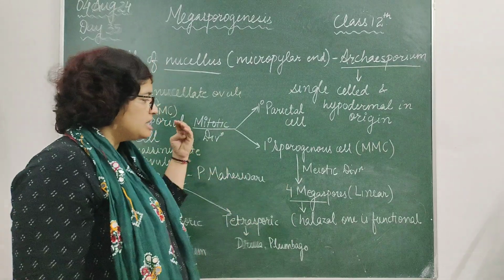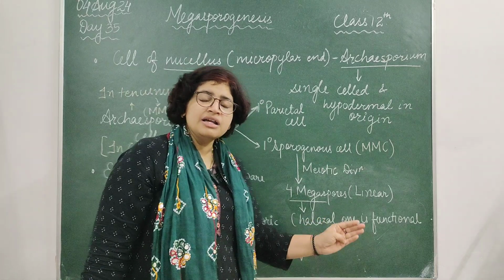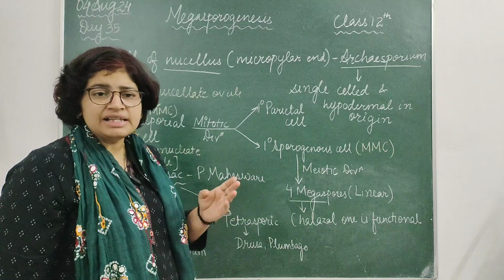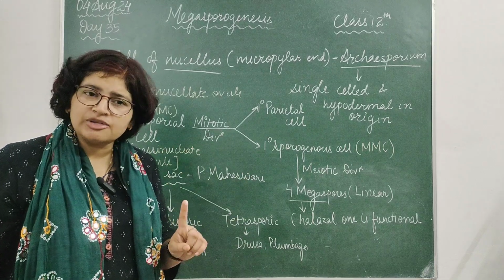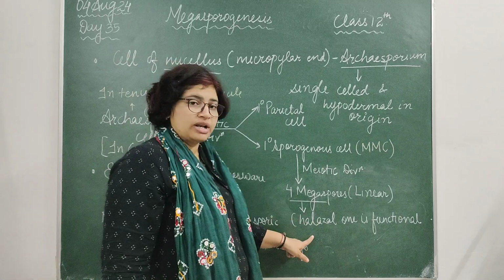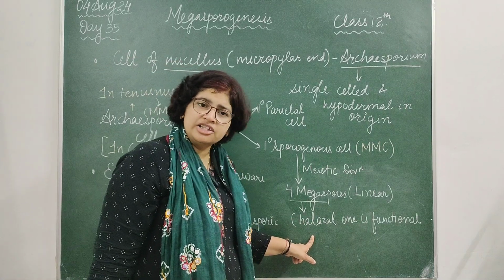One meiotic division will give rise to the formation of 4 megaspores, which are a linear megaspore tetrad, and out of this linear arrangement only one megaspore is functional, and that one megaspore will be the chalazal one, and the rest of the 3 micropylar end megaspores will get degenerated.